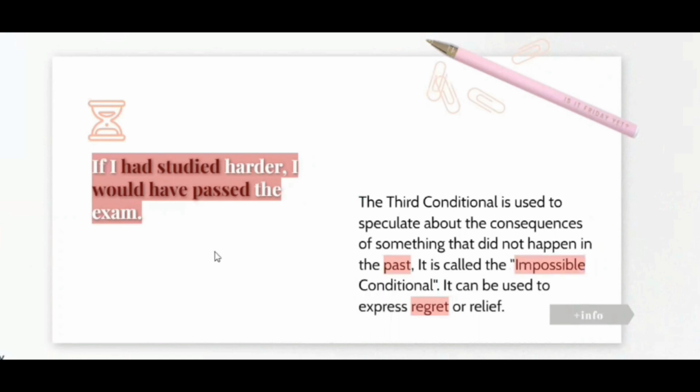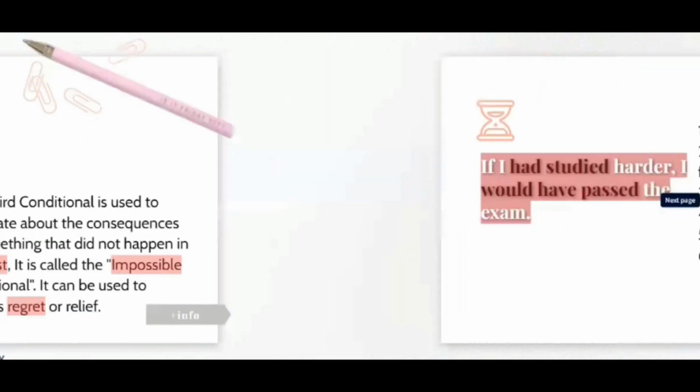So again, let's recap. The zero conditional is for facts or a real situation. The first conditional is for something that possibly could happen in the future. The second conditional is for the imagined situation, in the present and in the future. Meanwhile, this third conditional is impossible. It means it has already happened and it wouldn't happen. So it is used to talk about regret or relief.